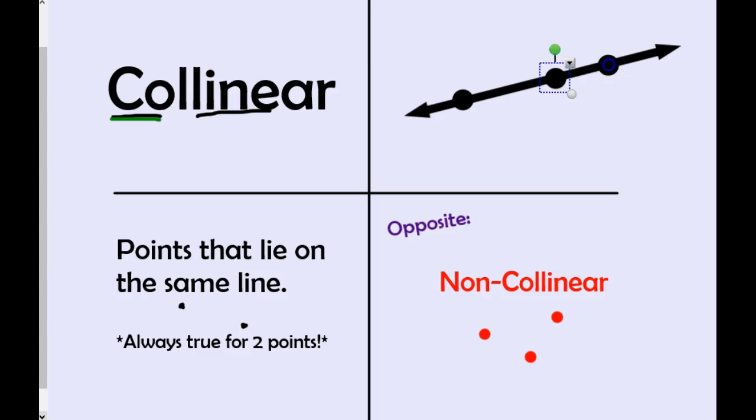So these 3 points share the line. And anytime you see 2 points, you can always make a line through 2 points. And down here we have an opposite, non-collinear, not a straight line. All right, are we good on collinear?